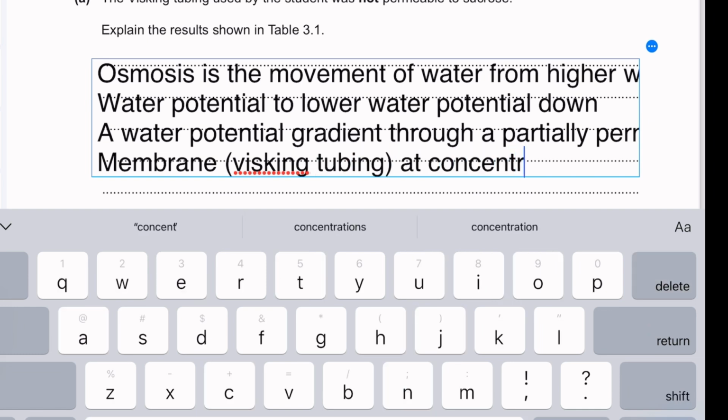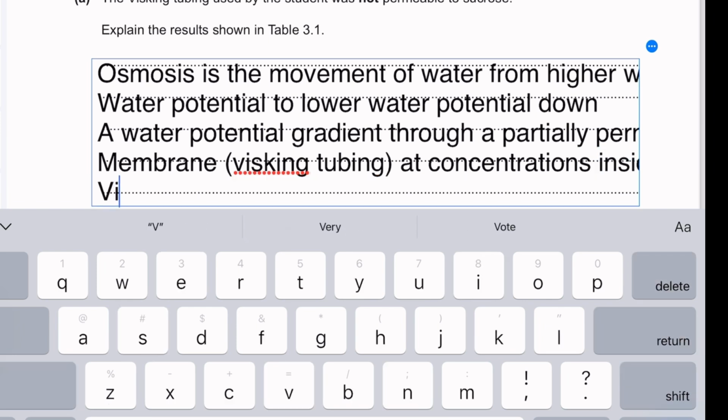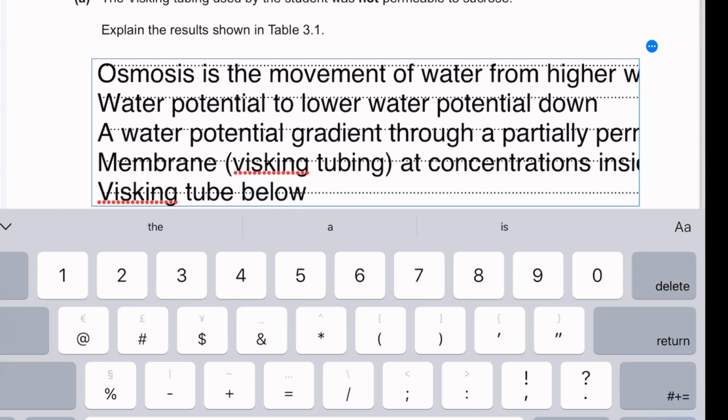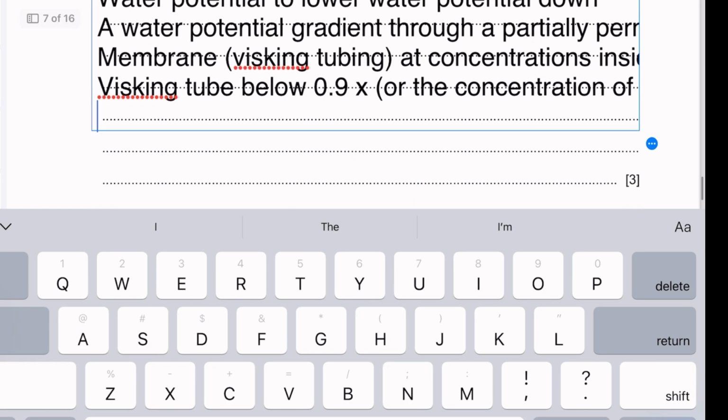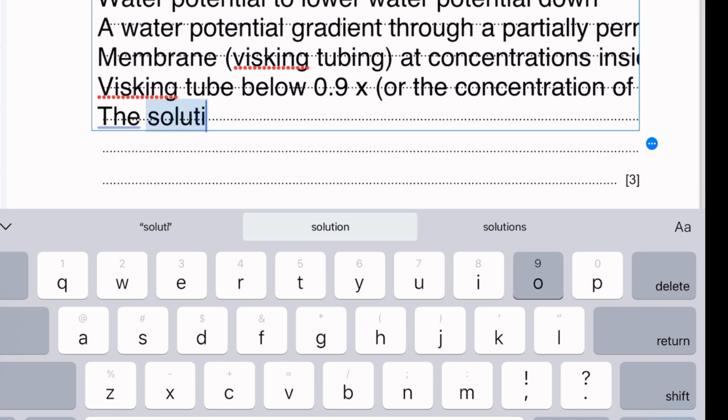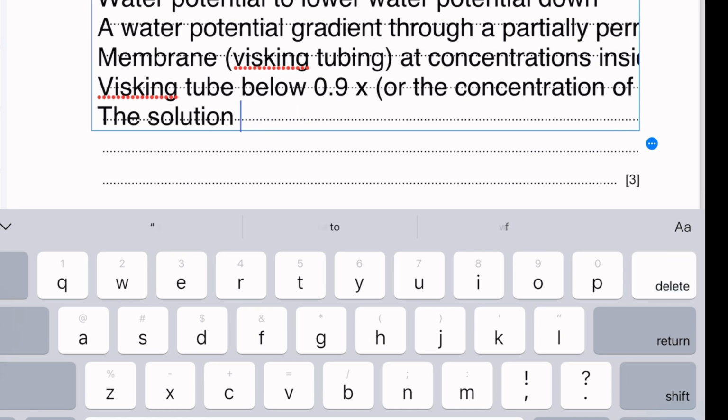At concentrations inside the whisking tubing below 0.9 mole per decimeter cubed. For units, I'm just going to write X, and you guys should understand that this means mole per decimeter cubed because it's really long for me to write it down every time. Or the concentration of the solution. Water will... yeah, the concentration of the solution.